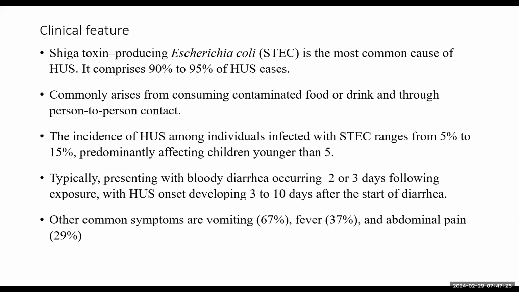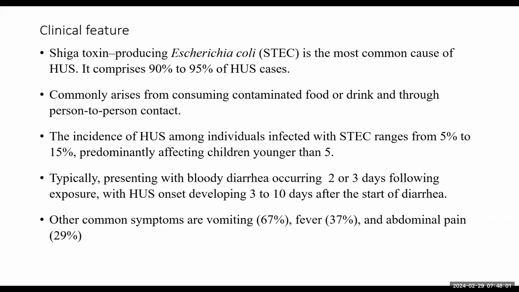So let me just go quickly to the clinical features. Shiga toxin-producing E. coli is the most common cause of HUS, as I said, accounting for 90 to 95% of cases, commonly arising from consuming contaminated food or drinks, and even through person-to-person contact. The incidence of HUS among individuals infected with STEC ranges from 5 to 15%, predominantly affecting children under the age of 5. It typically presents with bloody diarrhea occurring 2 or 3 days following the exposure, with the HUS onset developing 3 to 10 days after the short episode of diarrhea.